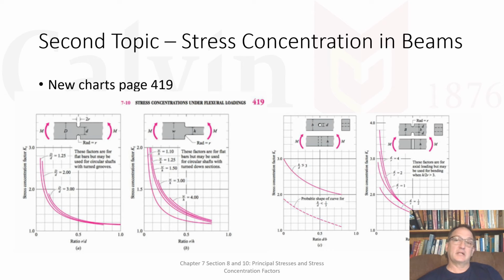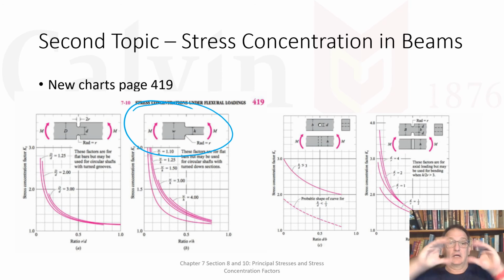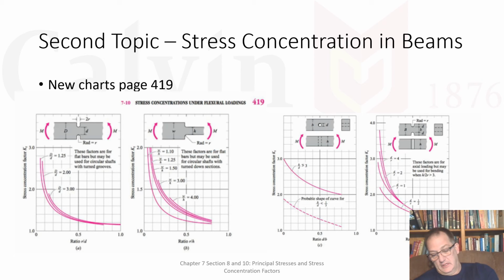Topic 2 is stress concentration in beams. Now, you should know we've done stress concentrations. You've looked at how they work. So the only thing we've got now is new charts. What is interesting about the chart is that it's very clear how we're loading it, so those are flexing that way. And then this is an interesting note that I'll highlight for you. These factors are for flat bars, but may be used for circular shafts with turned down sections, or, as this one says, with turned grooves. So this applies to either one.